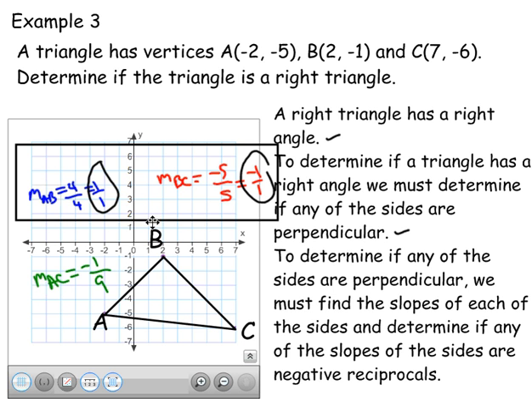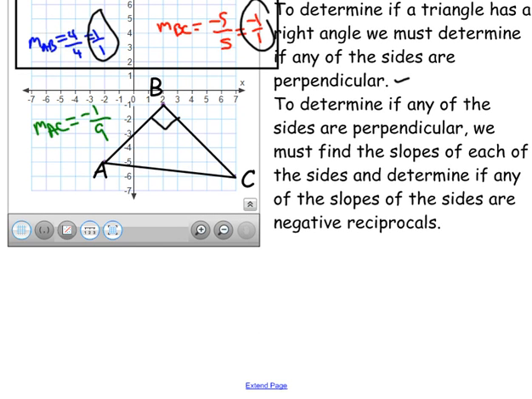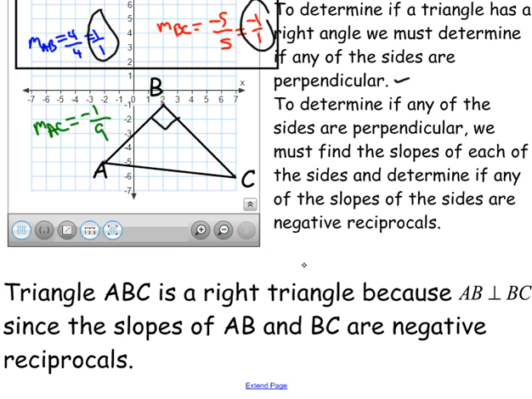So what does that mean? That means that AB is perpendicular to BC. These lines are perpendicular, and if these lines are perpendicular, it means this is a 90-degree angle. And if this is a 90-degree angle, then it means this is a right triangle. So we're going to write our final answer. Triangle ABC is a right triangle because AB is perpendicular to BC, since the slopes of AB and BC are negative reciprocals. That's our final answer.